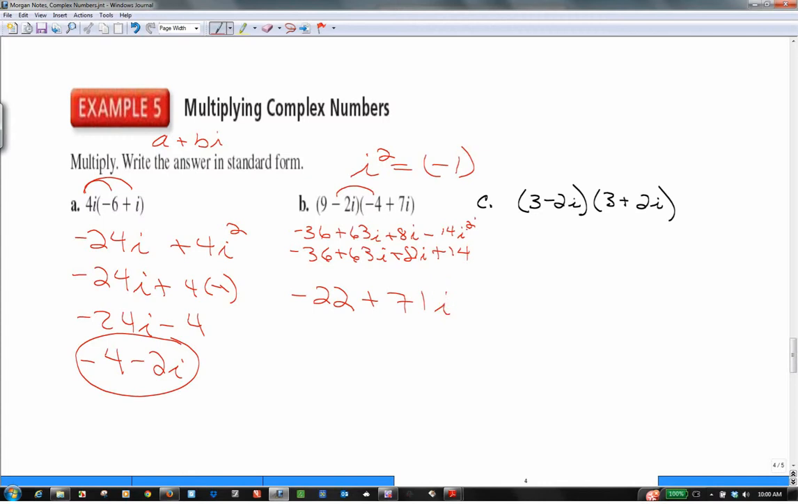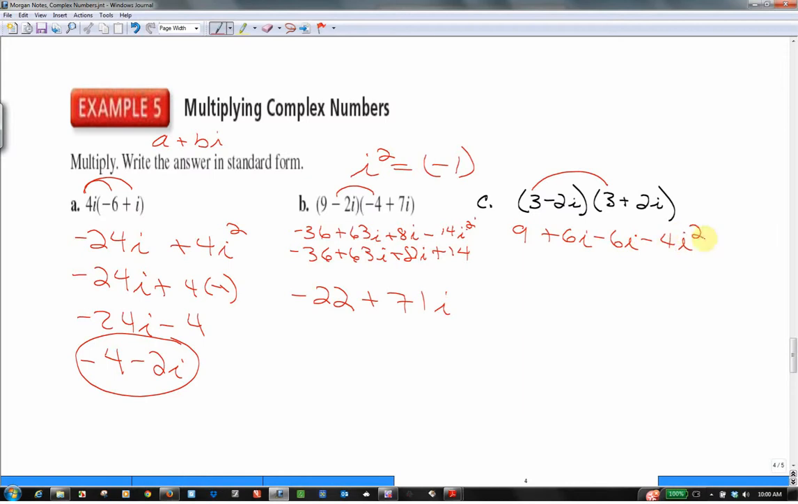Okay? Looking at the last one. Now this is a difference of squares. Notice this. 3 minus 2i, 3 plus 2i. That was a difference of squares that we factored. Let's see what happens here. This is going to be kind of neat. 3 times 3, okay, that's 9. 3 times a plus 2, plus 6i. A negative 2 times 3 is minus 6i. And lastly, I have a negative 2i times 2i. That would be a minus 4i squared.